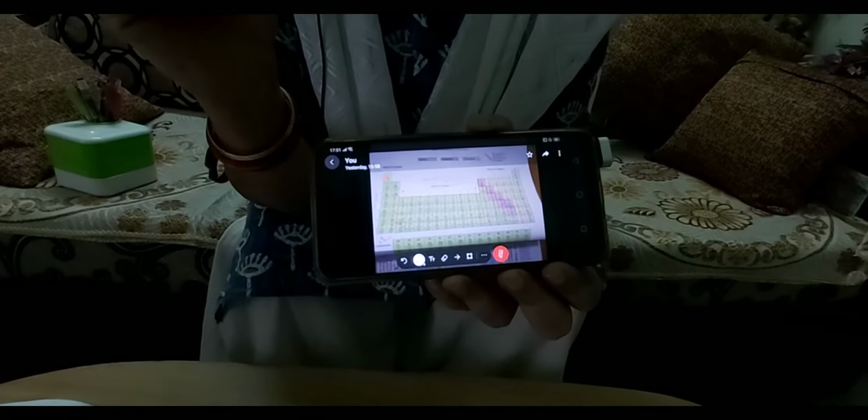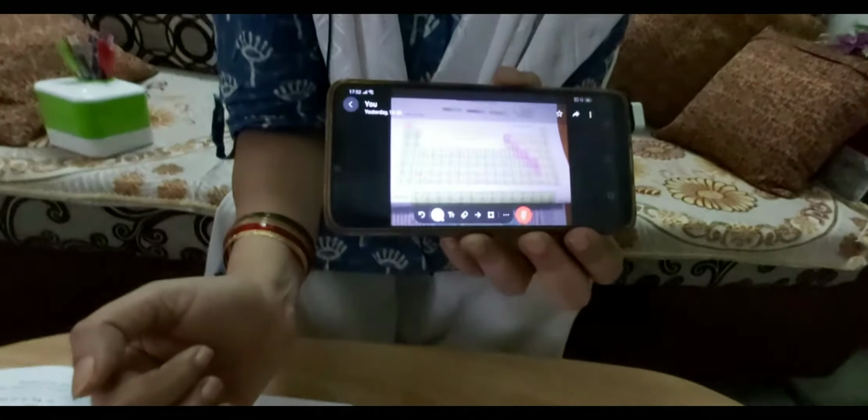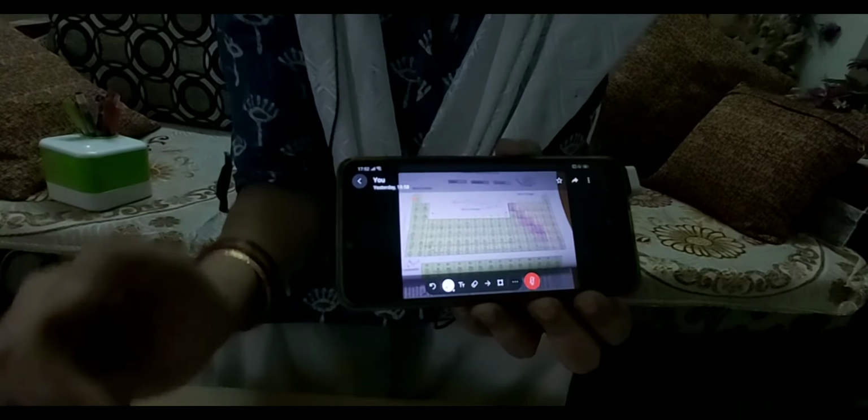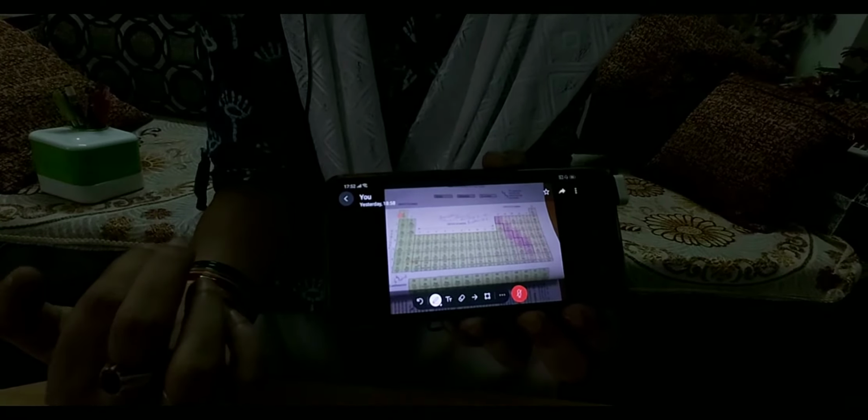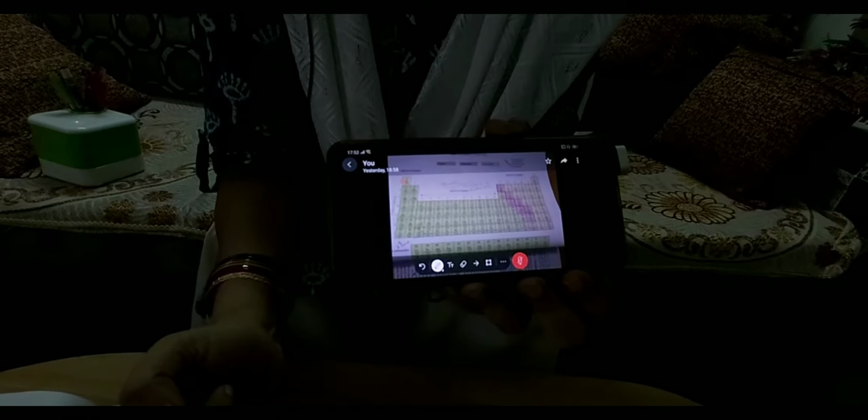Then the modern periodic table, if you are able to see, consists of 18 vertical rows, 1 to 18, which we call as groups, and it has 7 horizontal rows, which we call as the periods. I repeat, the modern periodic table has 18 vertical rows or 18 vertical columns, 1 to 18, which we call as the groups, and it has 7 horizontal rows, which we call as the periods.